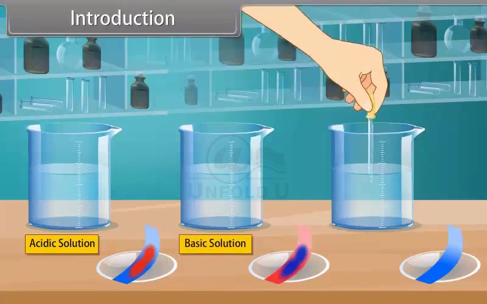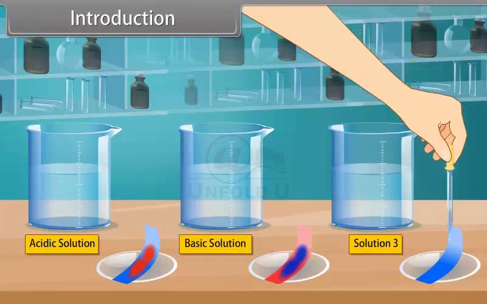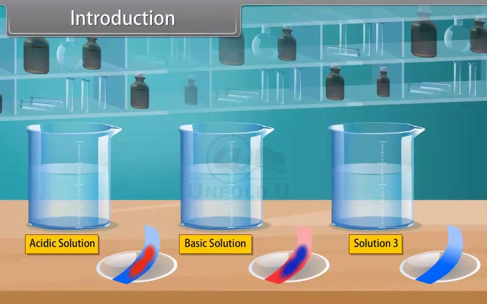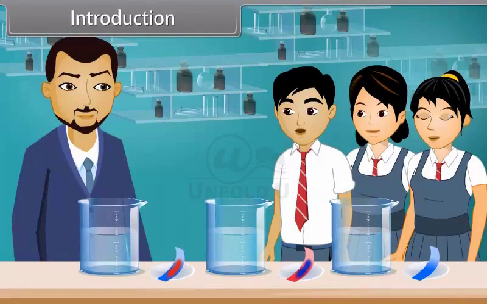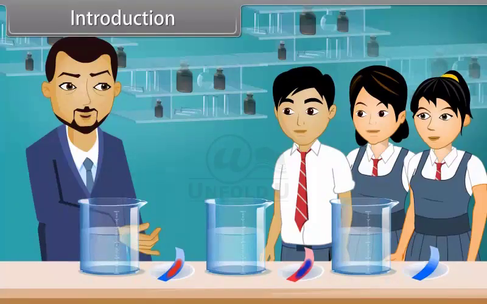Finally, we test for solution 3. The color is not changing. It shows that this solution is neutral and we can say that solution is at equilibrium. Sir, what is equilibrium? Equilibrium is a condition when the number of moles of base becomes equal to number of moles of acid. Let's learn more about it.